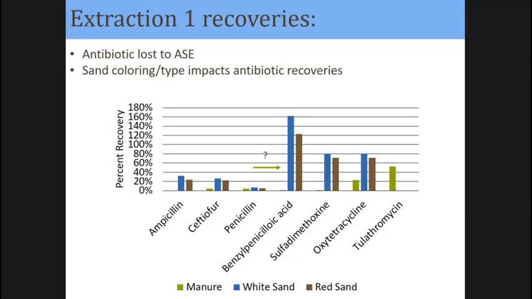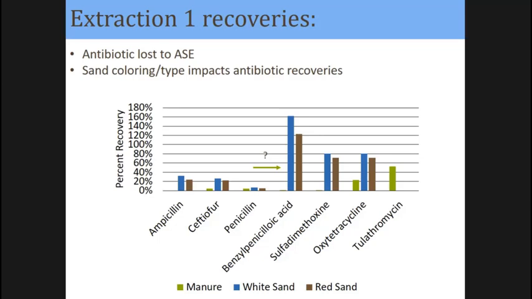30 to 160% recovery of all these antibiotics with sand. But mostly, we didn't get anywhere more than 80% recovery with just sand. So we're already losing up to 20% of some of these antibiotics just to the sand. So we decided that that's obviously not a method that we're going to spend any more time on.